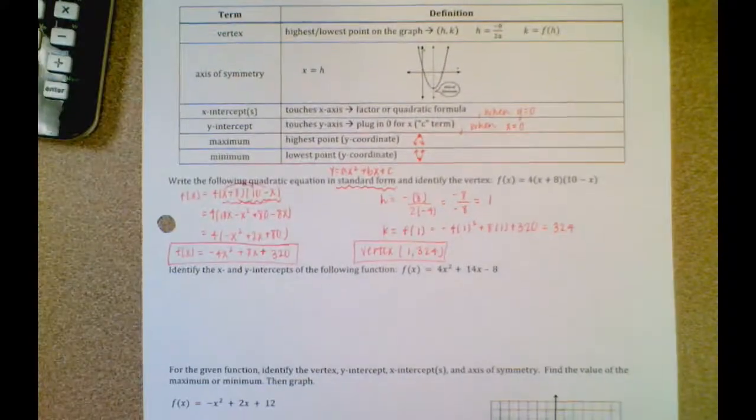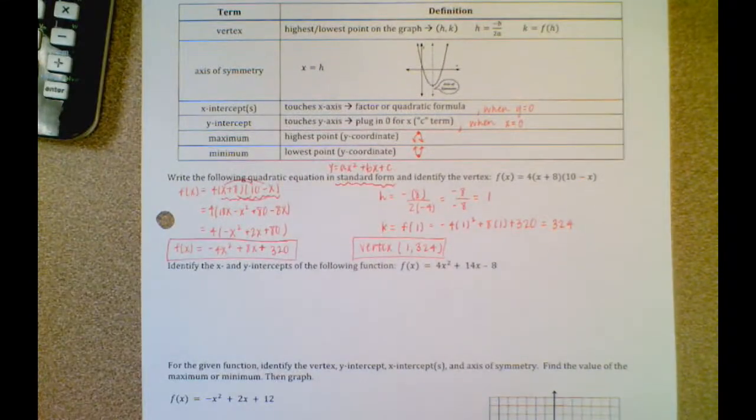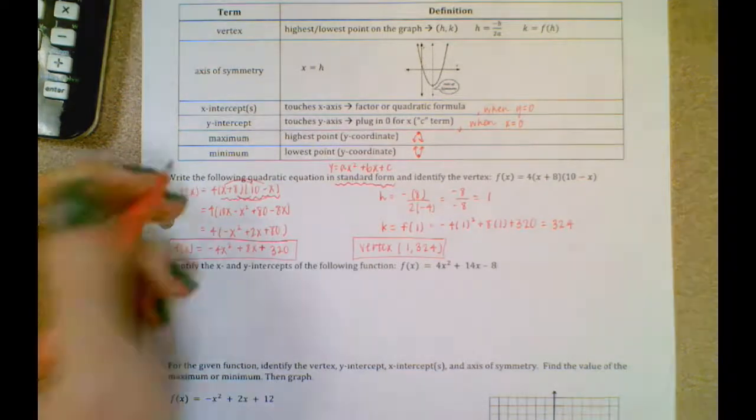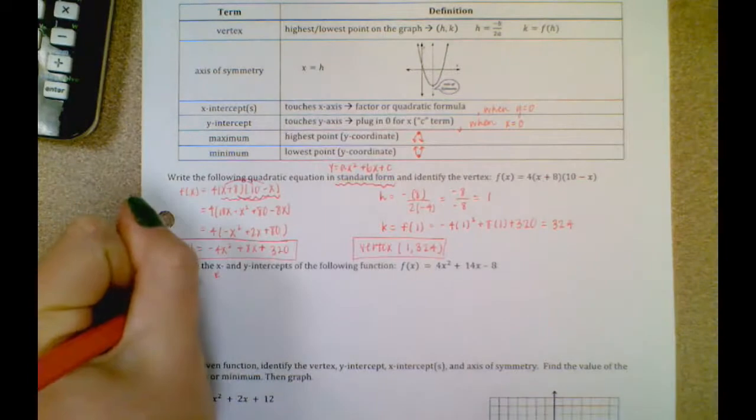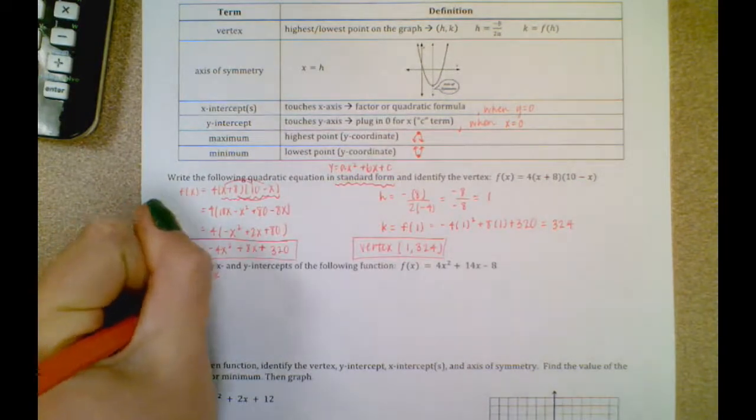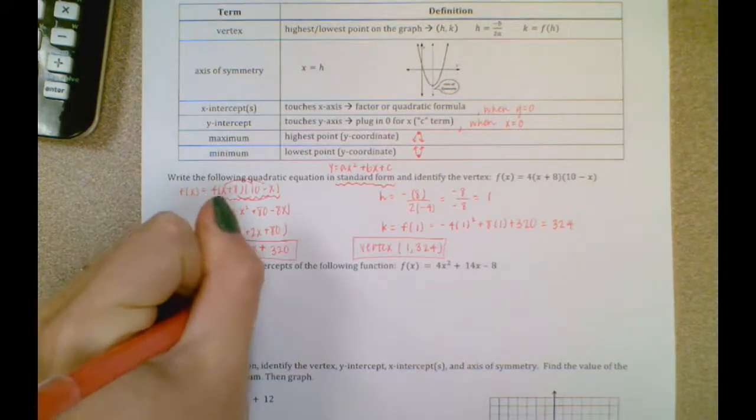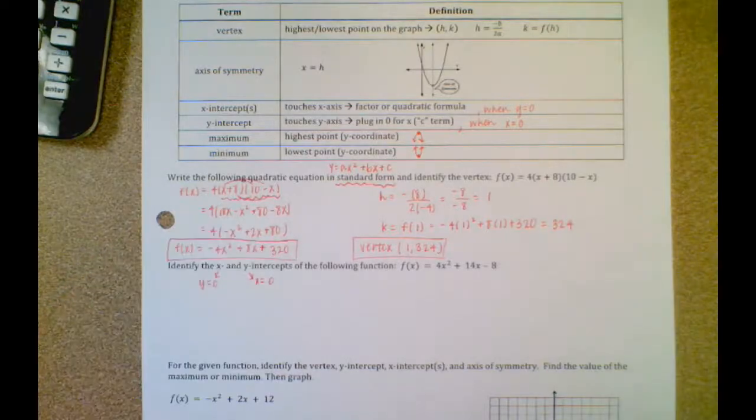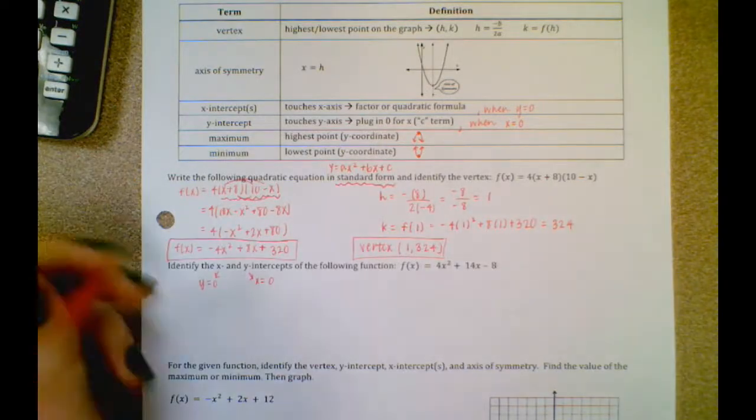Next it says identify the x and y intercepts of the following function. So remember to find the x-intercepts, that's when y equals 0. And the y-intercepts are when x equals 0. So let's solve the x-intercepts first.